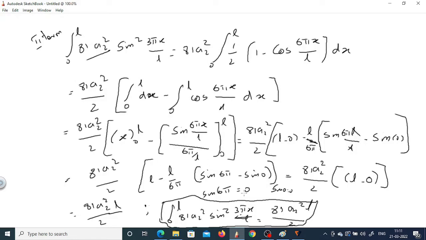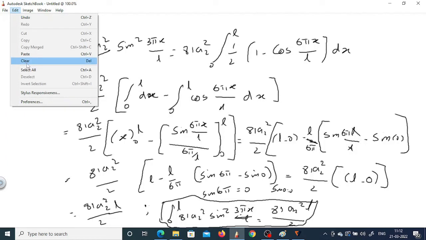Next, we can move to the third step. In third term, I consider the third term. So now I can move to the third term. What happens with the third term? Let's see, the third term from our formula, I can solve from the previous steps. So 0 to L, 18 A1 A2 into sine pi x by L into sine 3 pi x by L, which is the form I got from the previous step.